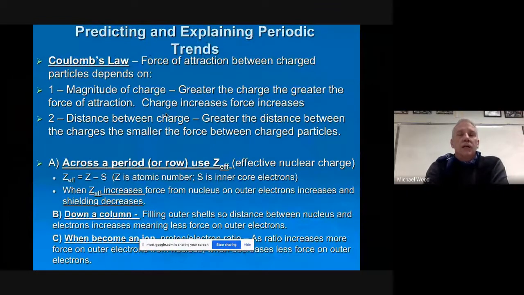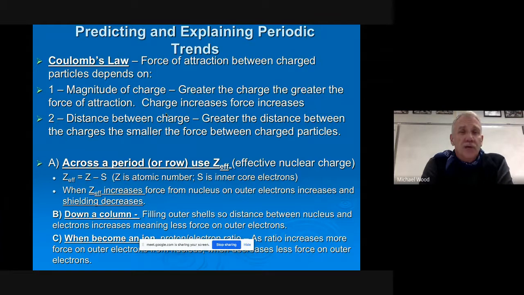Like I said, first we're going to predict periodic trends, comparing the upper right-hand side of the periodic table to the lower left. But then we're going to explain. And that's why this test coming up is not going to be a lot of math or calculations. It's going to be way more predicting or explaining, or doing electron configurations or quantum numbers like that.